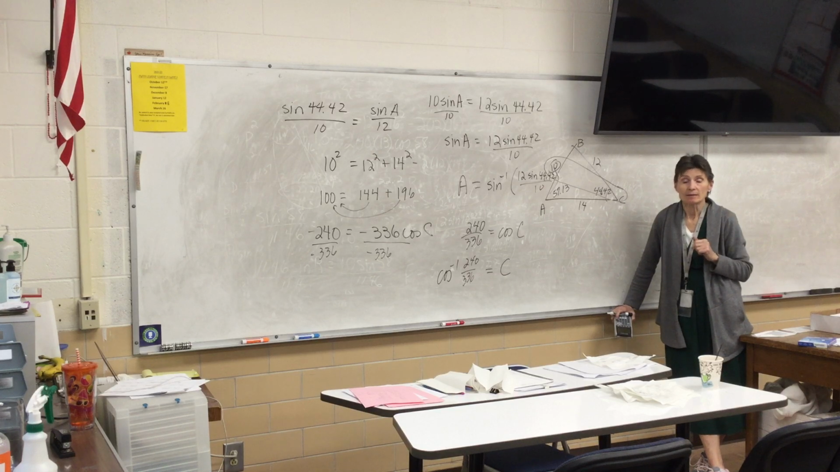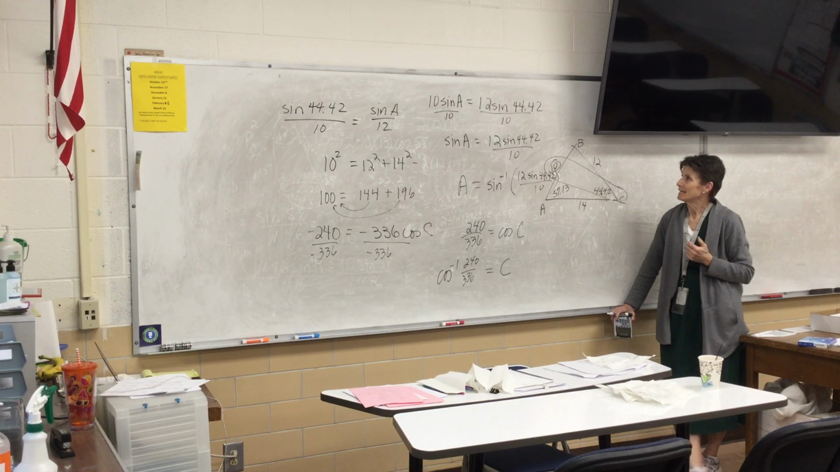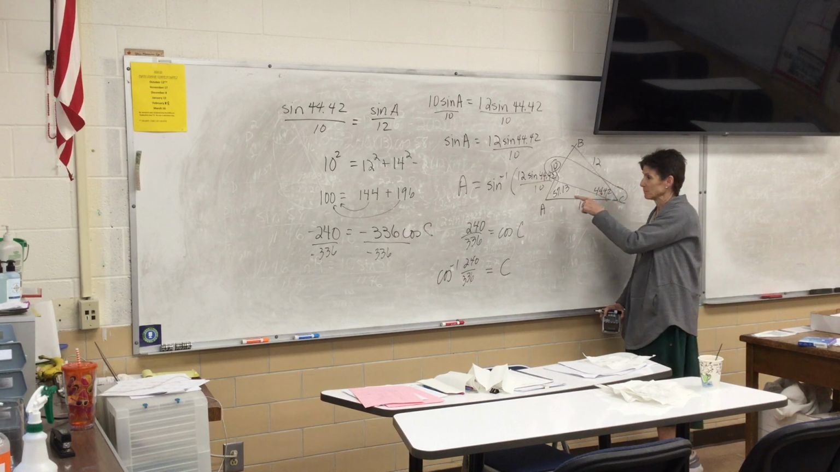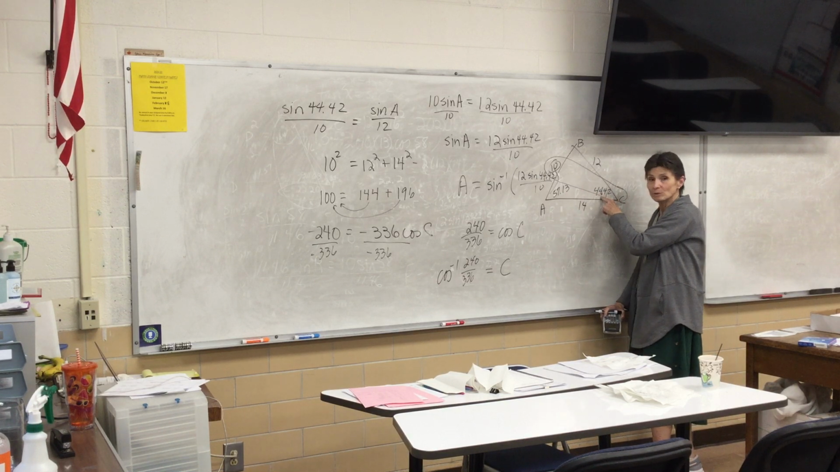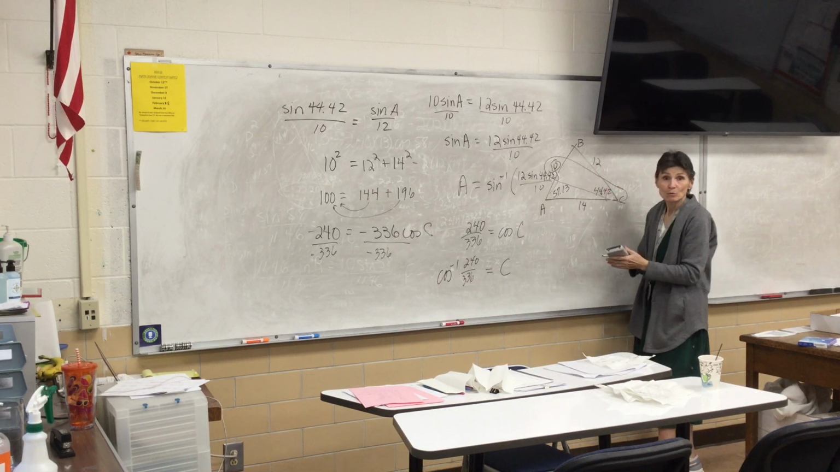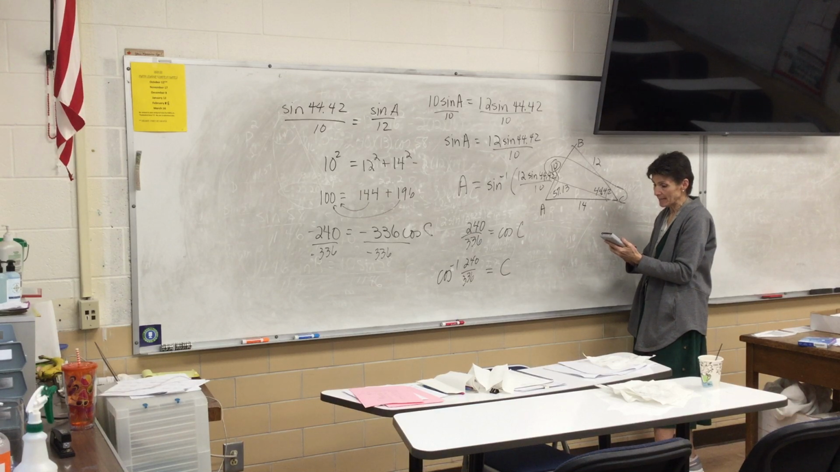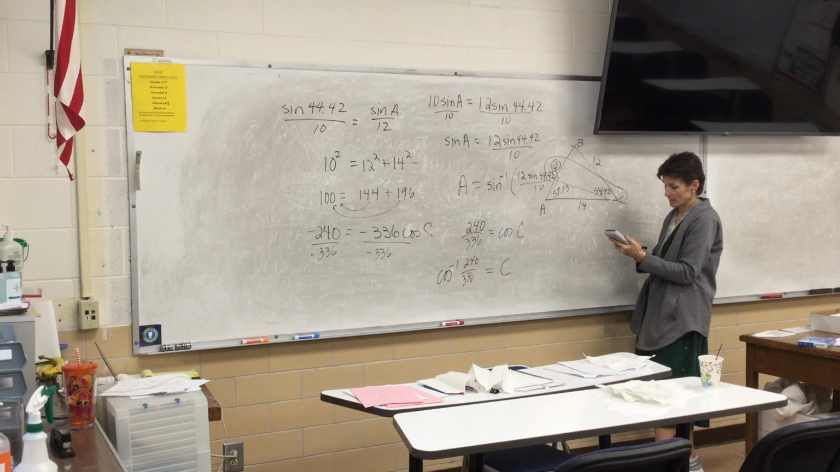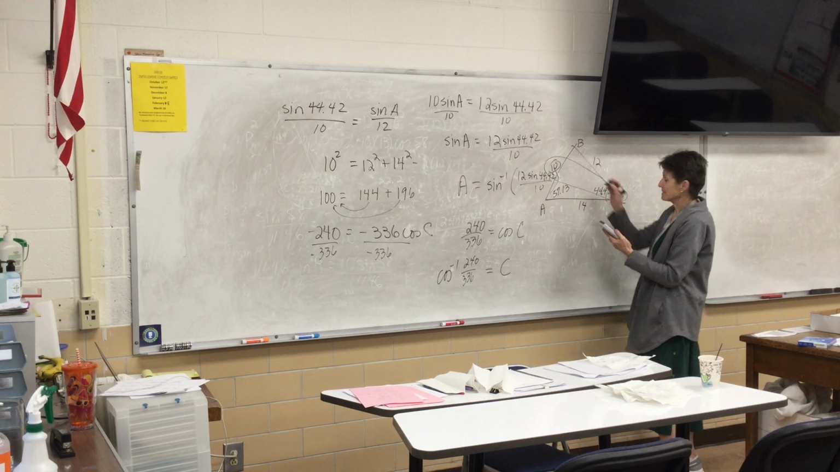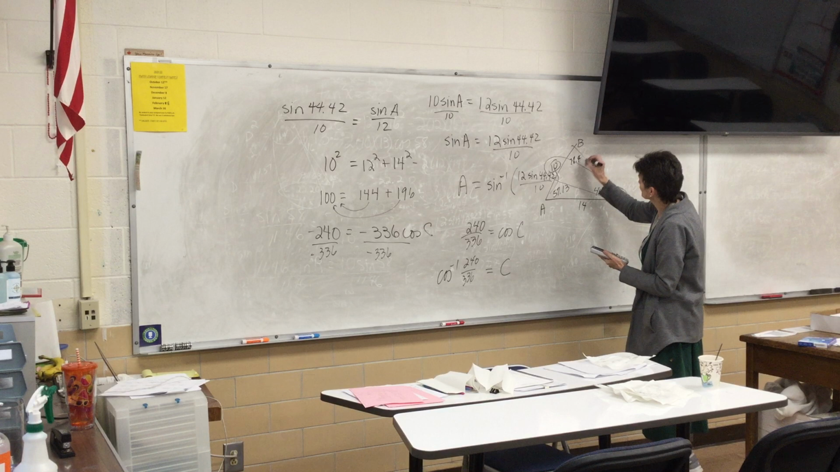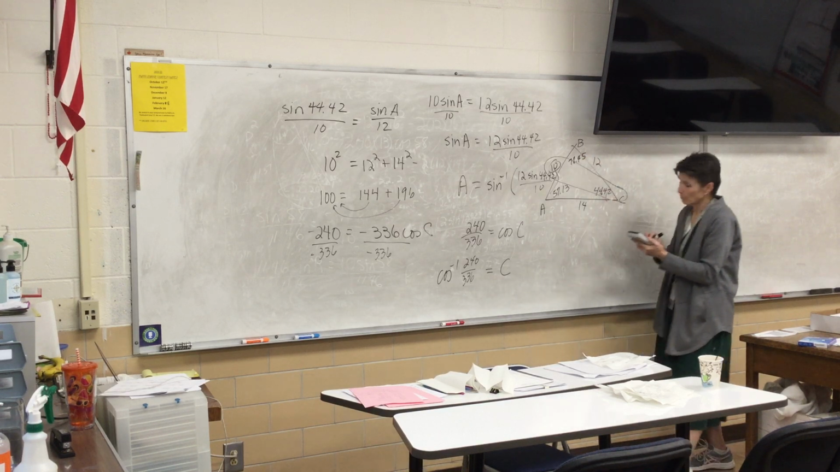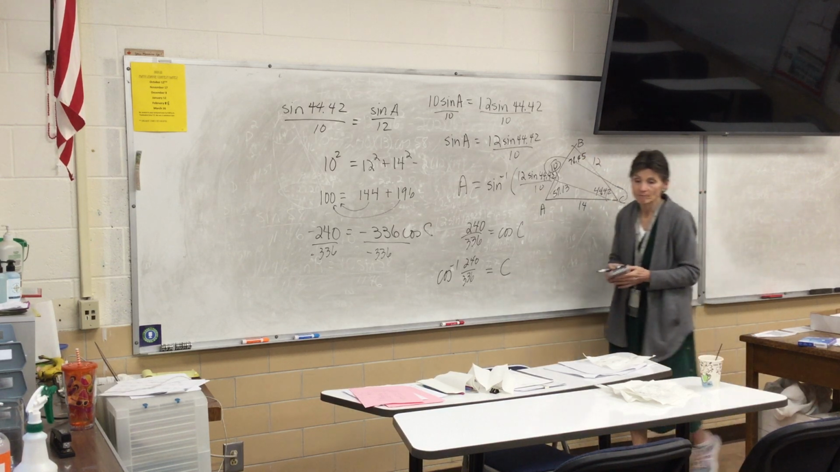Oh, but we're not done yet because we need to find all three angles. The really, really, really good news is that we now have two. So to find the third one, we just know they add up to 180. So here we go. I got 78.45. So angle B is 78.45.